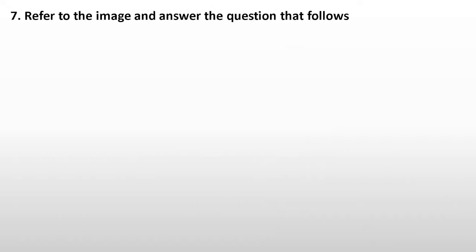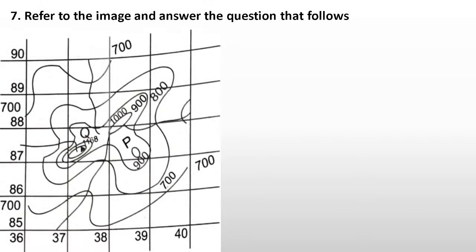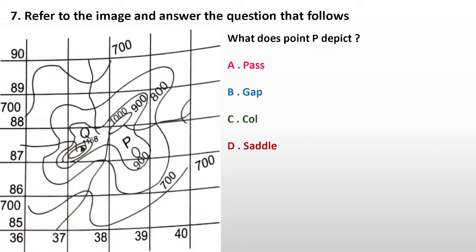Going ahead, refer to this image and answer. And the question is, what does point P depict? And your options are A. Pass, B. Gap, C. Col, D. Saddle. So what does the point P depict?